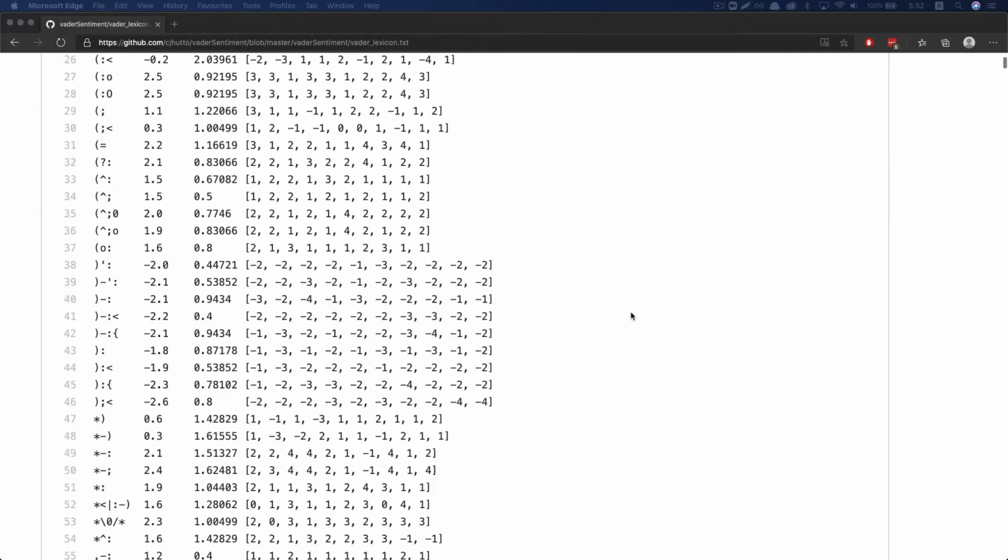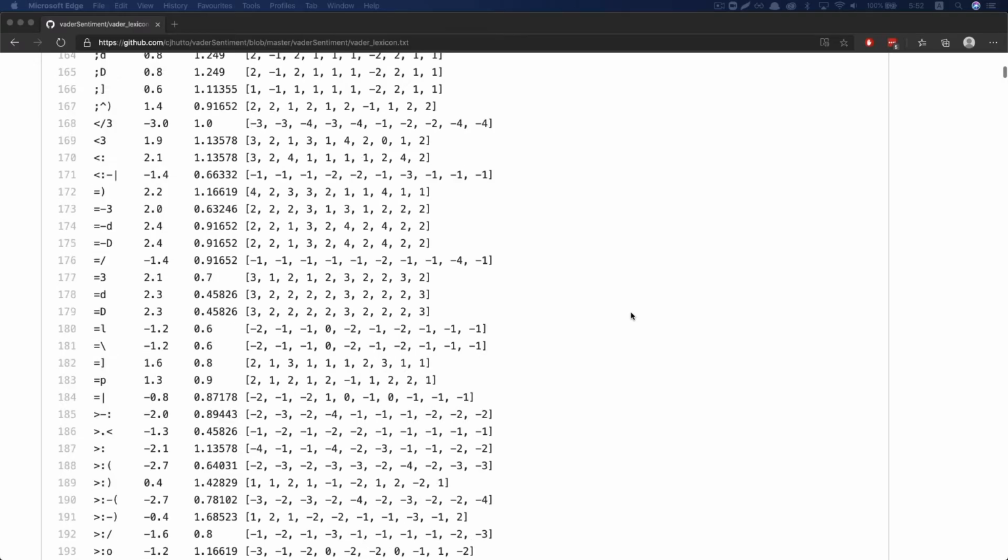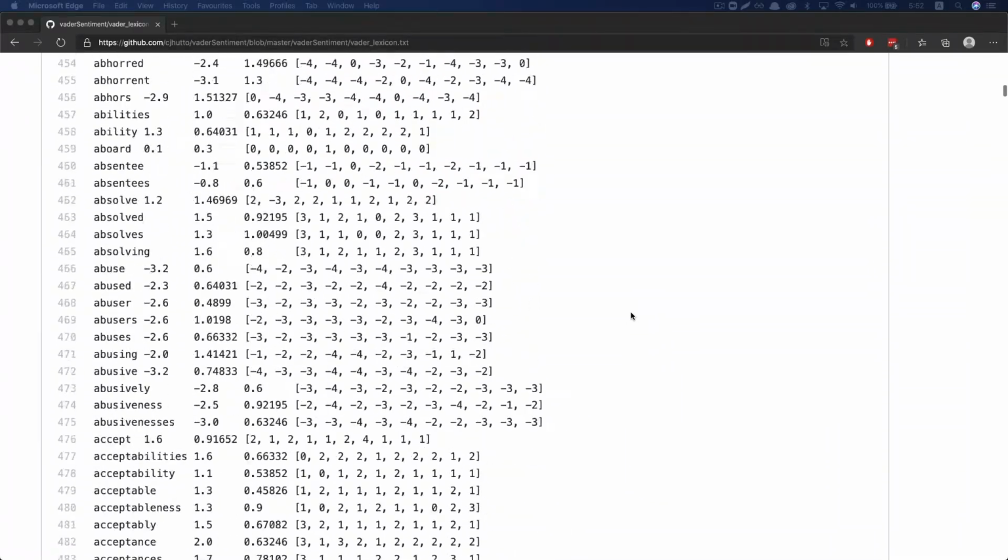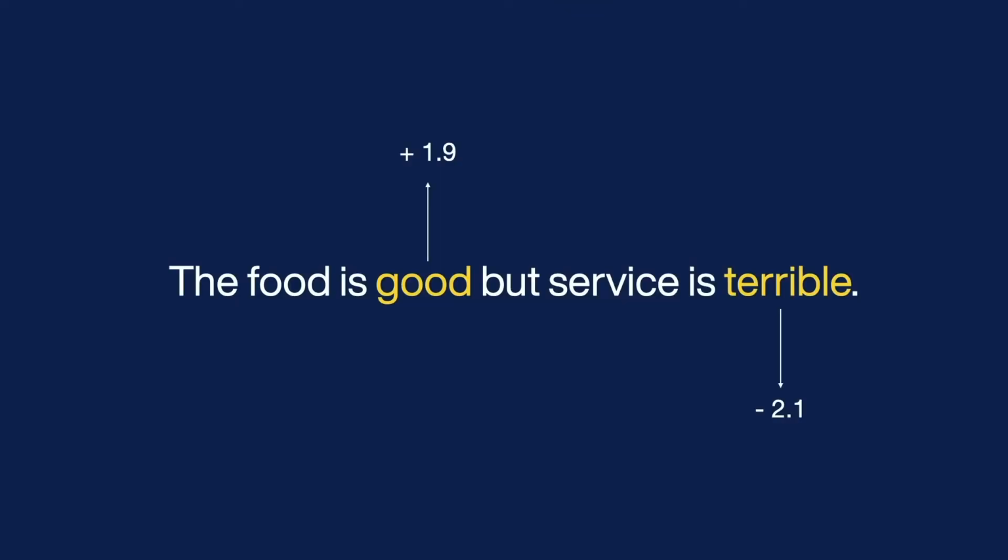Given a review, say, "The food is good but service is terrible," what sentiment analysis does is scan the sentence and find its sentiment words. Then we go through a dictionary of sentiment lexicon to find out their corresponding valence scores. Based on this, we can estimate the positive and negative sentiment of a sentence, and also combine the scores to calculate the overall compound score.